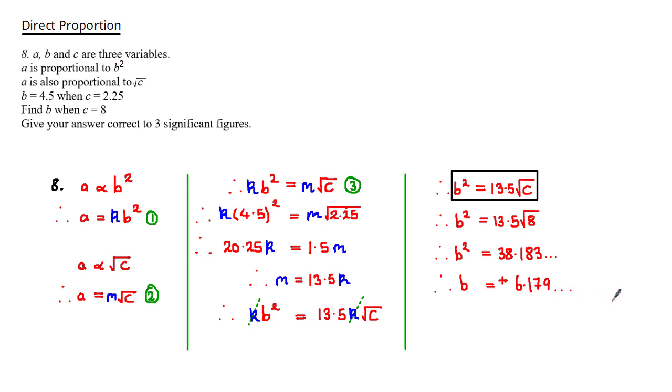And taking the square root of both sides, we get that b is equal to positive 6.179 and so on. We're using the positive version of this value because the value that we input into this formula was a positive value, so we should get a positive output, and this is equal to positive 6.18 rounded to 3 significant figures. Okay, so we've gone through several examples of direct proportion using formulas.